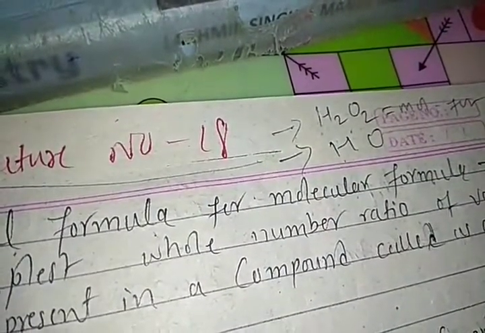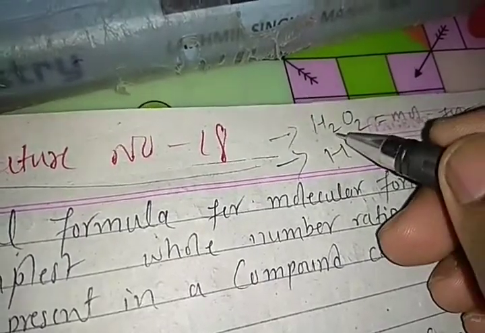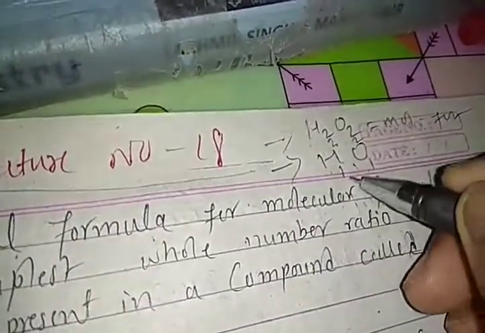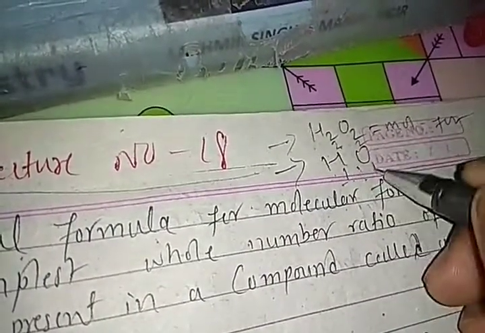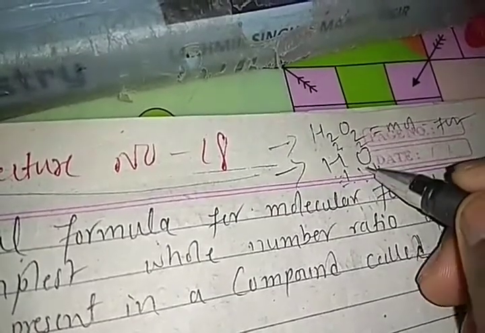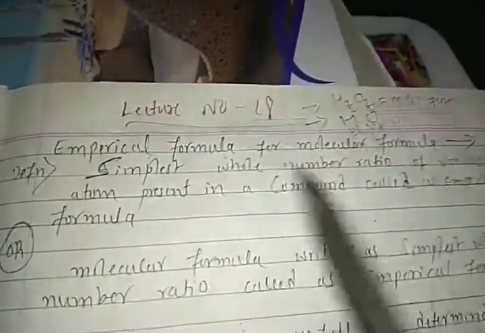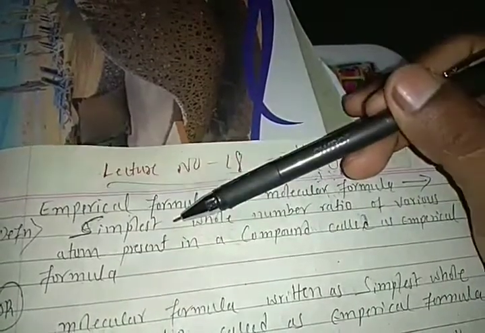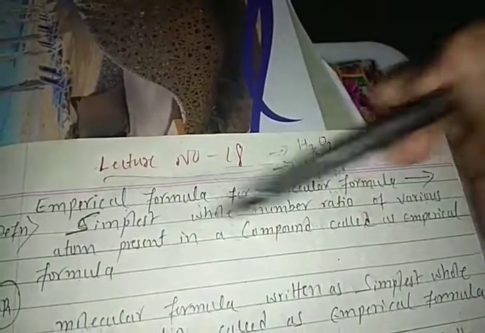HO. In this form, because here for the two atoms the ratio is 1:1. So 1 ratio of hydrogen, 1 ratio of oxygen. The ratio of atoms in a compound is called the empirical formula. Right, students? So the simplest whole number ratio of various atoms, whatever the number of atoms present in the compound, that simplest ratio we call the empirical formula.